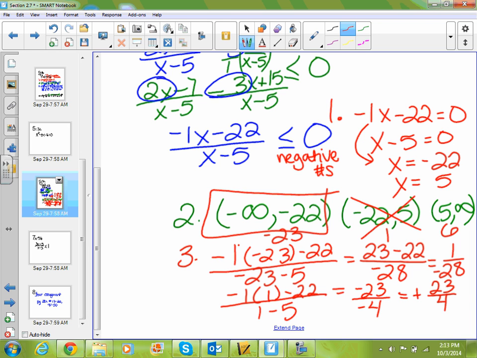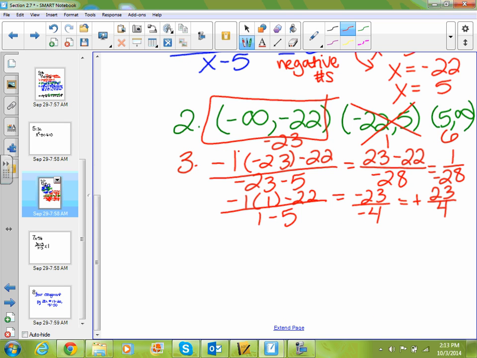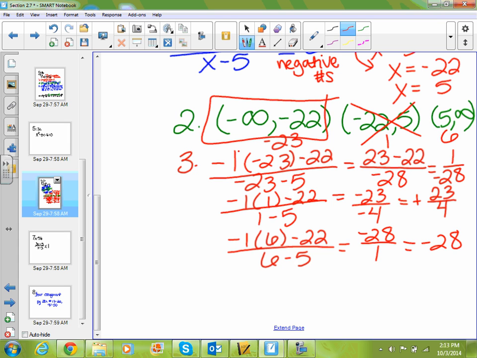The last thing we're going to do is we're going to look at 6, because that's my last test interval. So I get negative 1 times 6 minus 22, and 6 minus 5. Well, negative 1 times 6 is negative 6. Negative 6 minus 22 is negative 28. And 6 minus 5 is 1, which then when we simplify that, we just end up with negative 28, which is negative, so that works. Okay, so we have 2 test intervals that worked, which I told you could happen every once in a while.